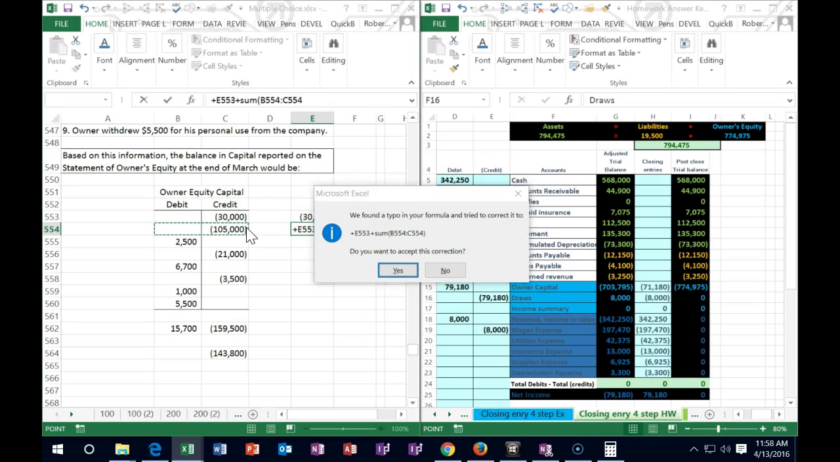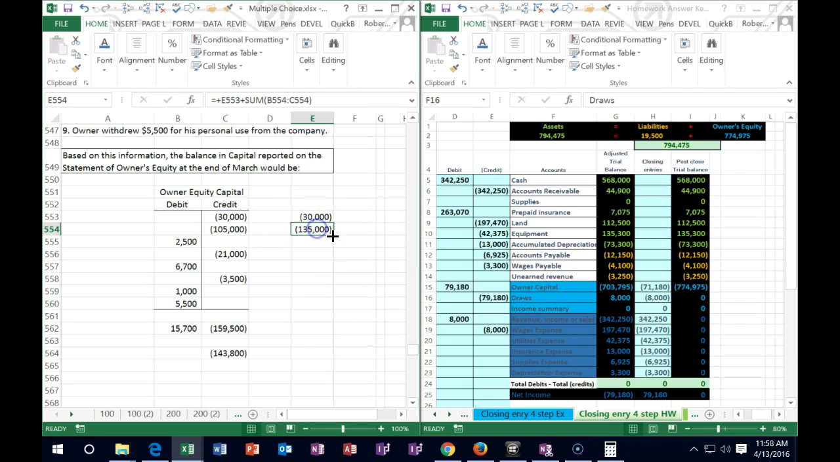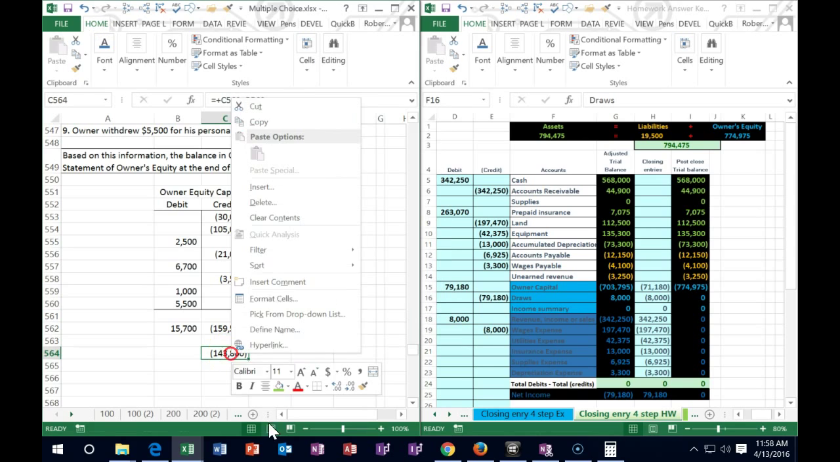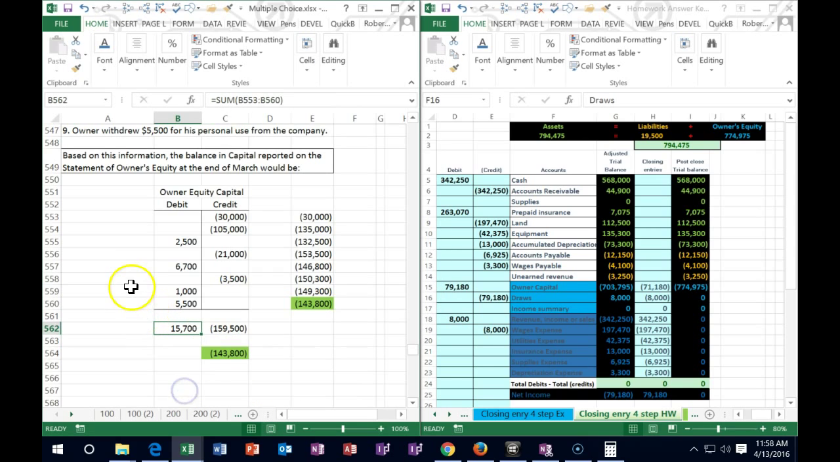And I want to wrap that up. And then if I copy that down, I can see what happens as we go down, and we should come up to the same number here. And that's a nice feature to have available when you're using the computer.